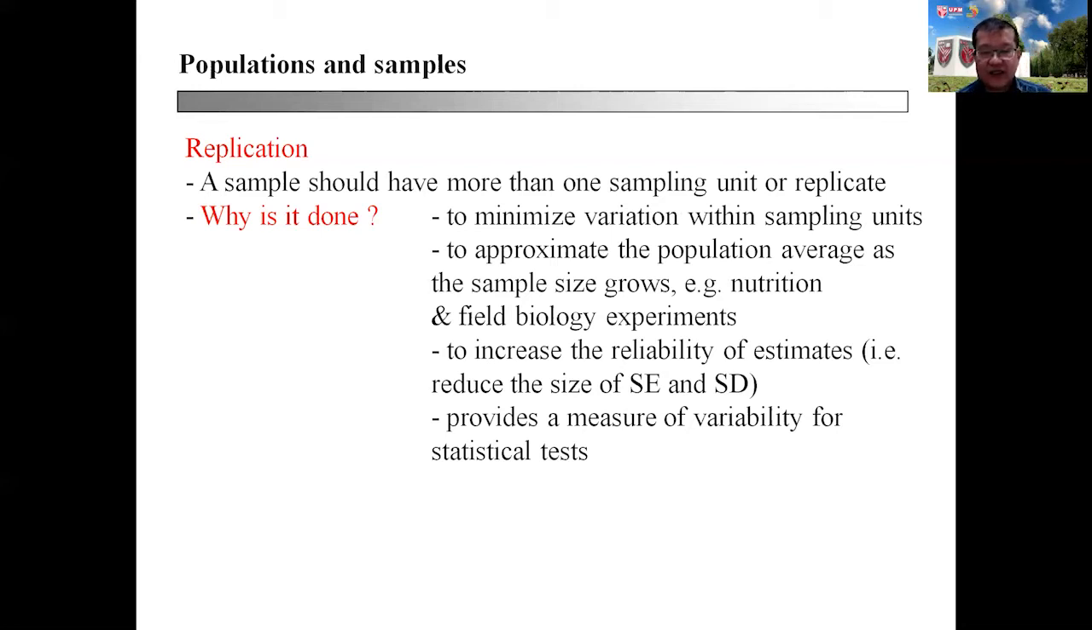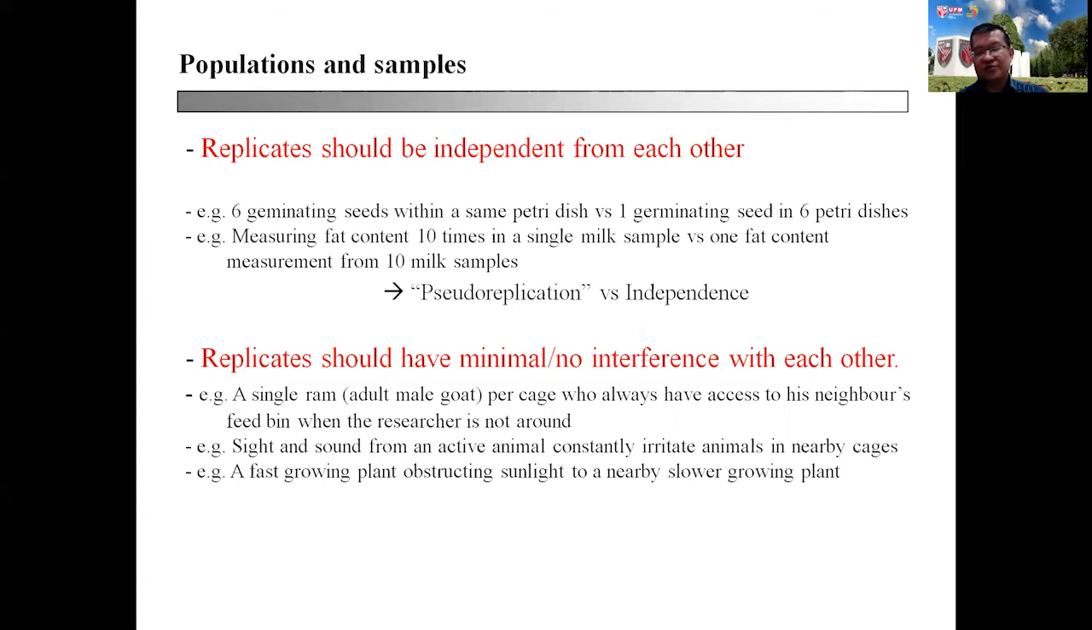This is also done to increase the reliability of estimates, because if you have more replicates, then the standard error and standard deviation will be more predictable and stable. And when you have SE and SD, you will also provide a measure of variability for statistical tests. And replicates should be independent from each other.